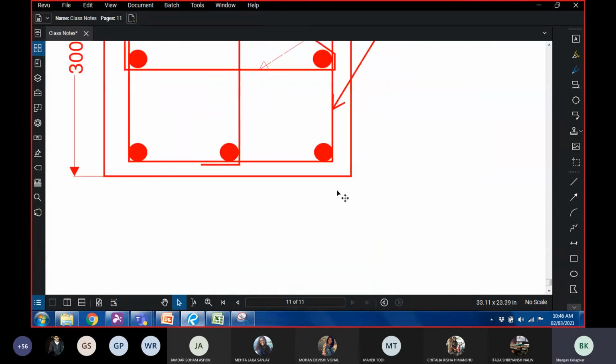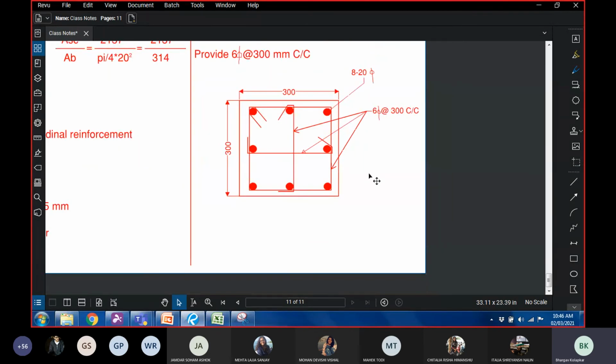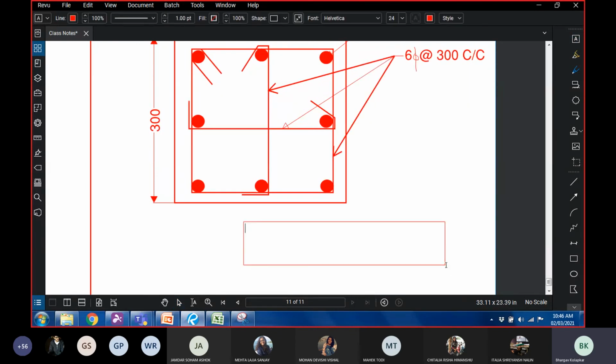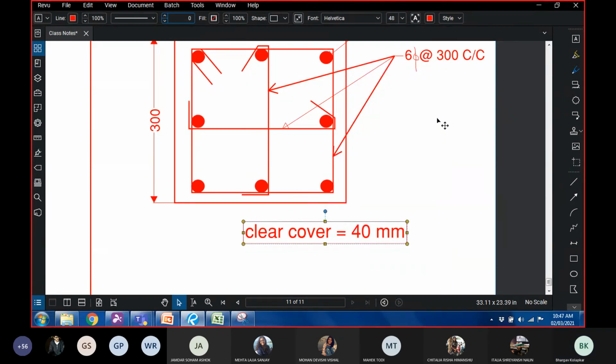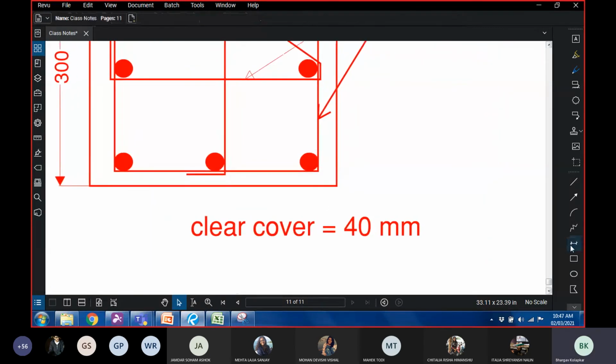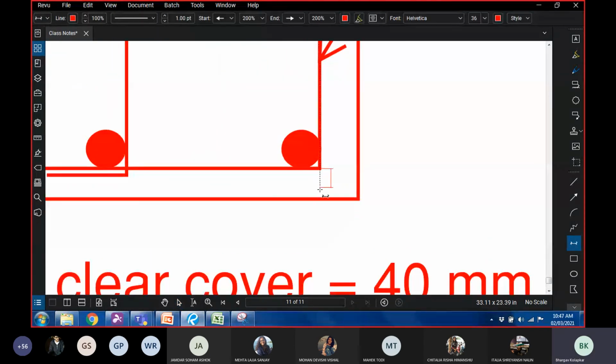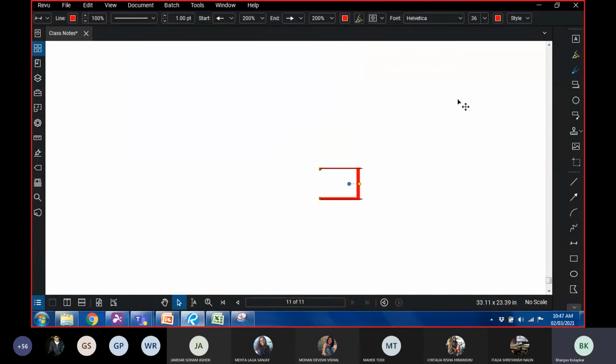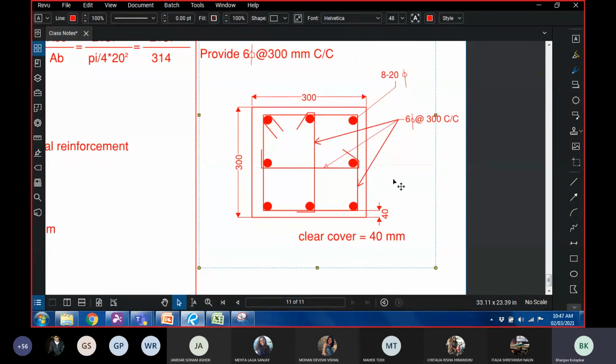And one more thing that we have to mention is what should be the clear cover. We can just write it here that the clear cover is equal to 40 mm. That is what is provided in the normal conditions. You could also just show it here. Instead of writing, you could just show that the clear cover is 40. And this completes our sketch. This is what should be shown in the actual drawings.